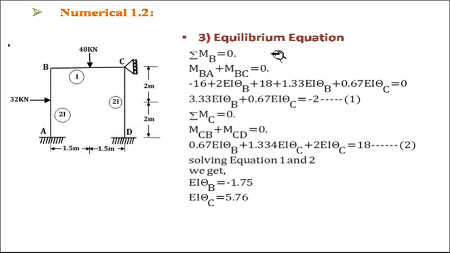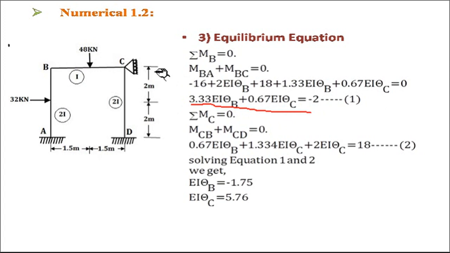Now here the two unknowns are theta B and theta C. So two equilibrium equations are required. Now we'll first consider the equilibrium equation, that is, summation of moment at joint B equal to 0. At joint B, two members are connecting, BA and BC. So we know the equations of moment for BA and BC. Putting those equations here and solving it, we get the first equilibrium equation.